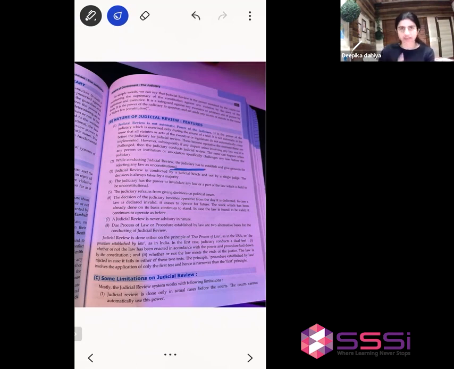The question to write down for today would be: what are the functions of the judiciary? You'll have to write this answer as a 6-marker. Then we'll see how you present.